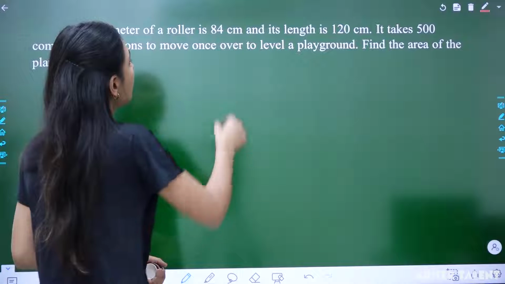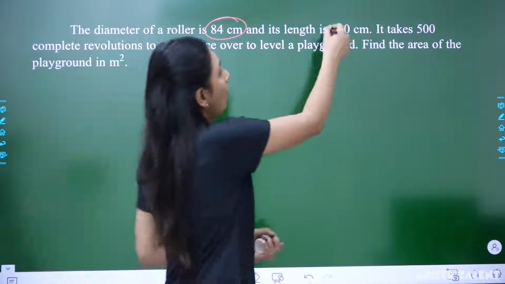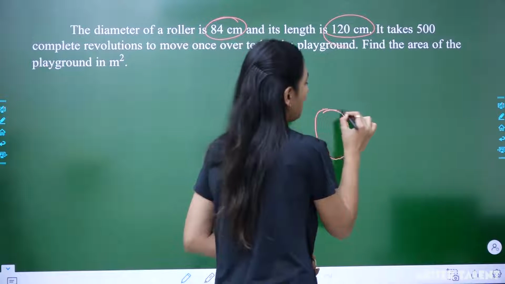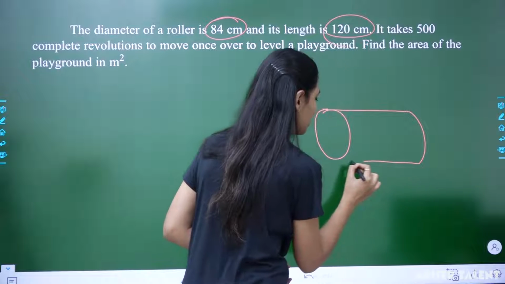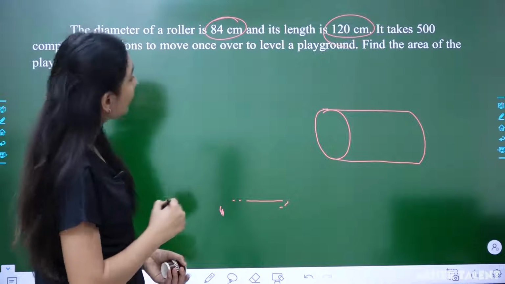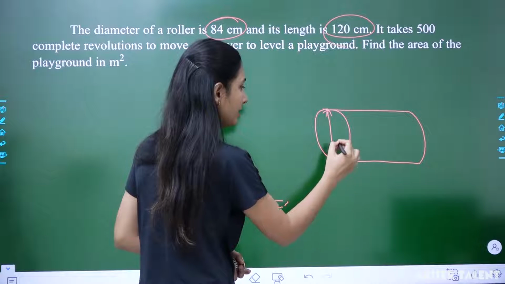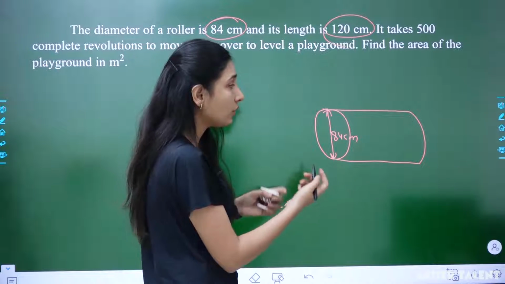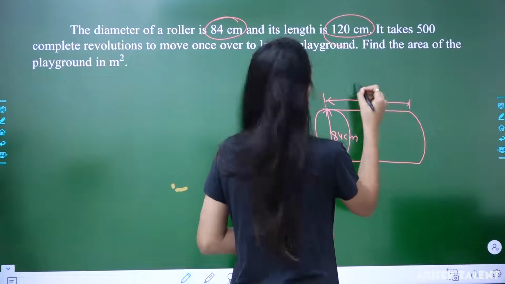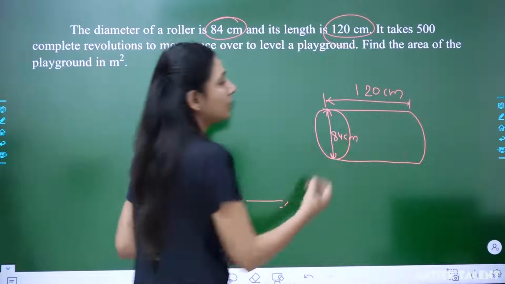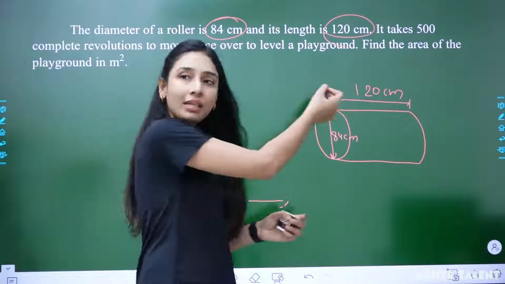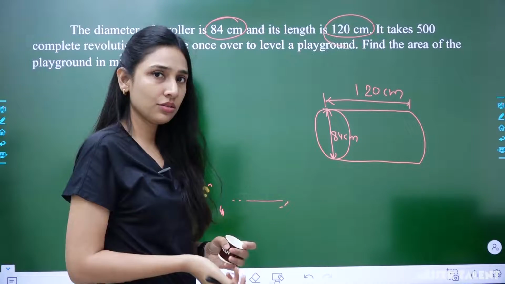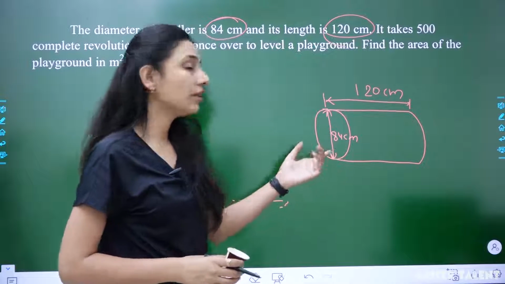Now, the diameter of a roller is 84 centimeter and its length is 120 meter. First let me make a roller. So, its diameter is this, it is 84 centimeters, and the length is 120 centimeter. This is nothing but the height h of a right circular cylinder, and this is the diameter, so you can just calculate the radius.